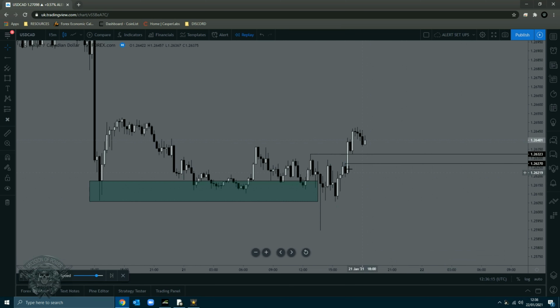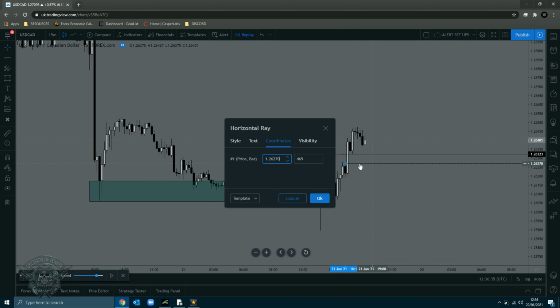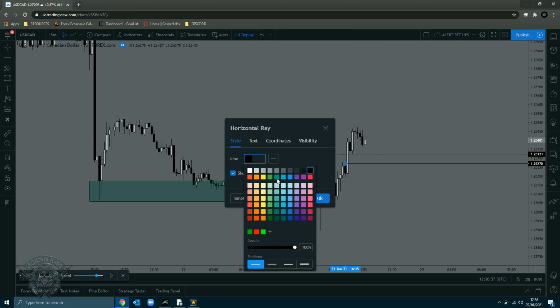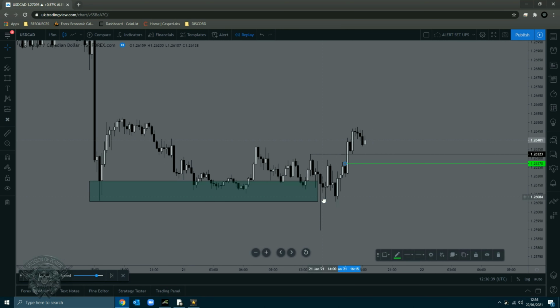So my entry, I was looking at this down candle. This candle here was the one that pushed price above this high. So I'm looking for a retracement back into this level. If I could get back into this level, I'm going to be looking for a position. So this was my entry, just here, and then my stop was sitting below the wick of this candle there.